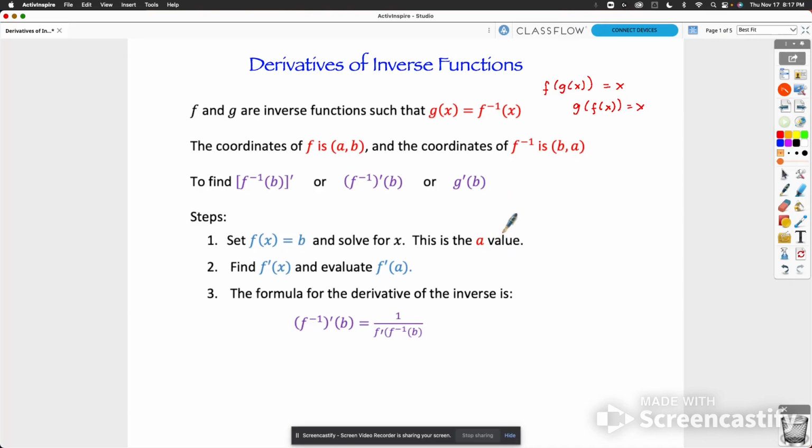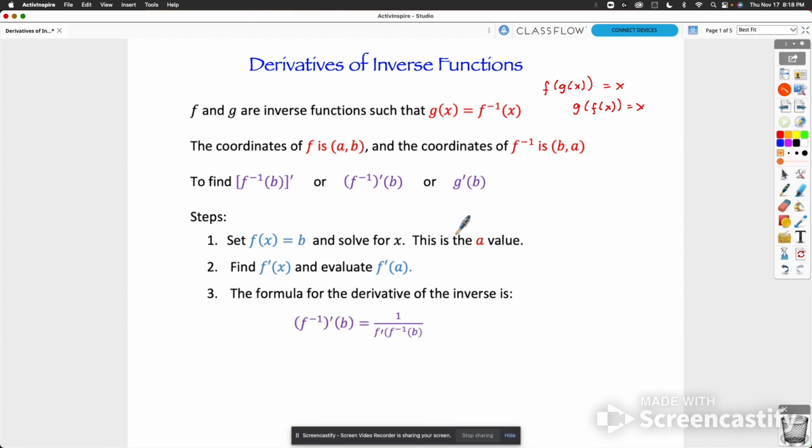And we know that for inverse functions, the domain and the range, or the x and y values, are switched. So if the coordinates of the original function are (a, b), then the coordinates of the inverse function are (b, a). To find the derivative of the inverse function, denoted by any of these three notations, f inverse prime of b, or f inverse prime of b, or g prime of b, since f inverse is equal to g, here are the steps.